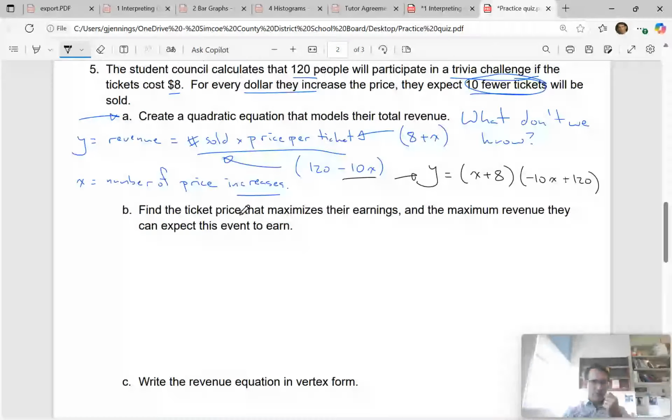Now, we've been asked to find the ticket price that maximizes their earnings, and then write the equation in vertex form. And there's so many ways to do this. First way, we're just going to turn it into standard form and then find the vertex. So we have y is equal to x plus 8 multiplied by 10 multiplied by negative x plus 12.